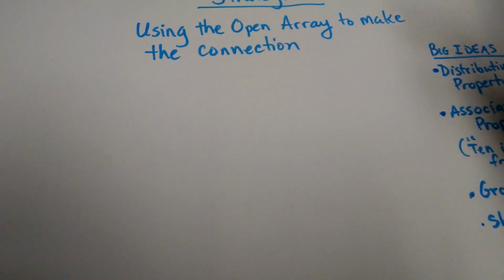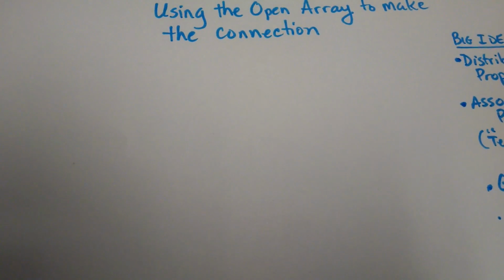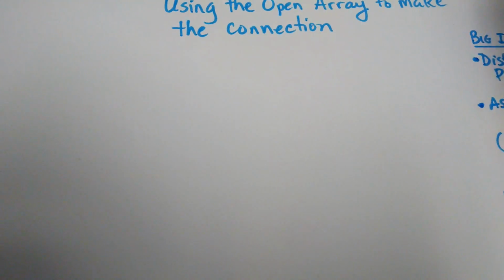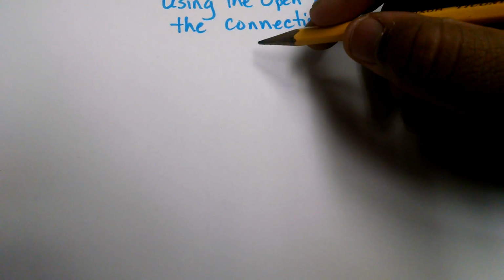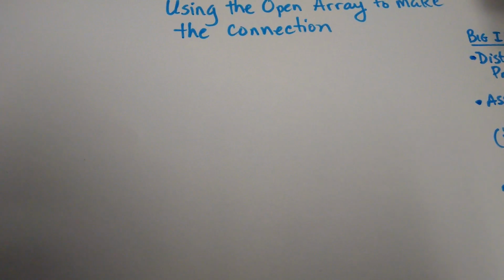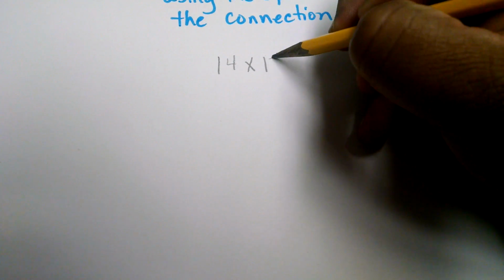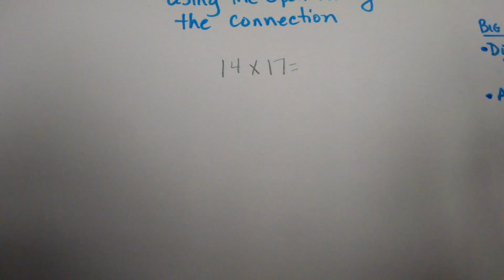So in multiplication, it's very important that you learn your basic facts. In our classroom, we spend a lot of time memorizing our facts from 1 times 1 up to 12 times 12. And the reason we're doing so is so that we can solve problems like this, 14 times 7.